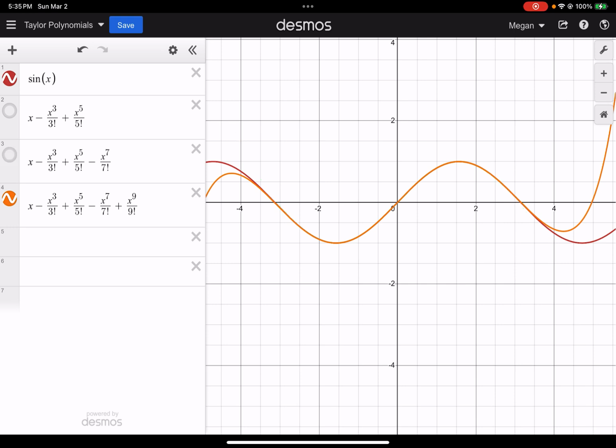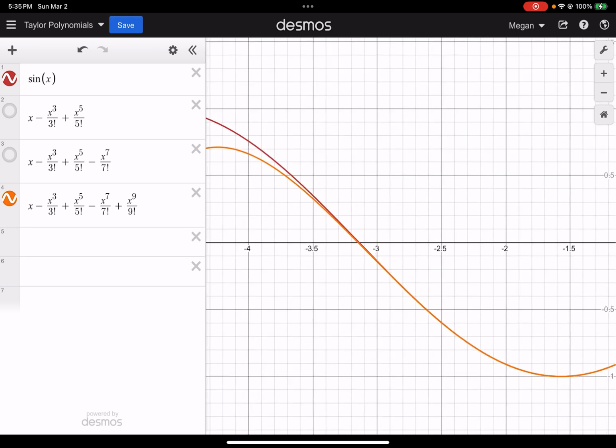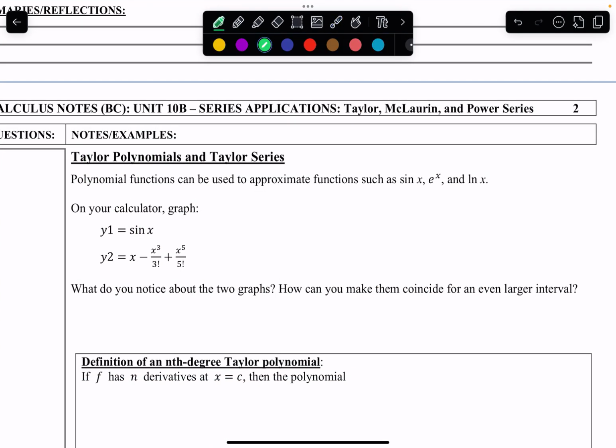But these are the exact same graph until we get to a certain x value, right? Somewhere around pi-ish, I'm getting that the orange graph's getting a little bit off that red. That's what Taylor series allow us to do. Today we're going to talk about just the polynomial part, but Taylor polynomials and Taylor series allow us to do that. So let's write a few things down in our notes here.